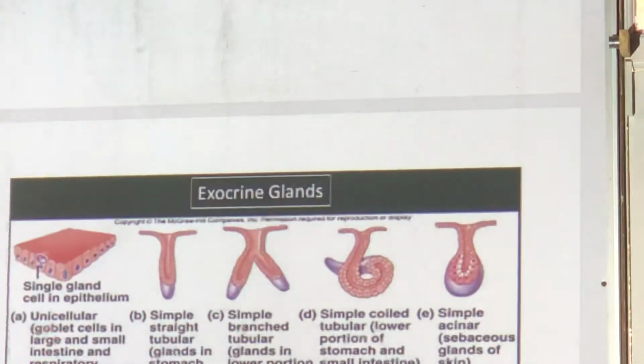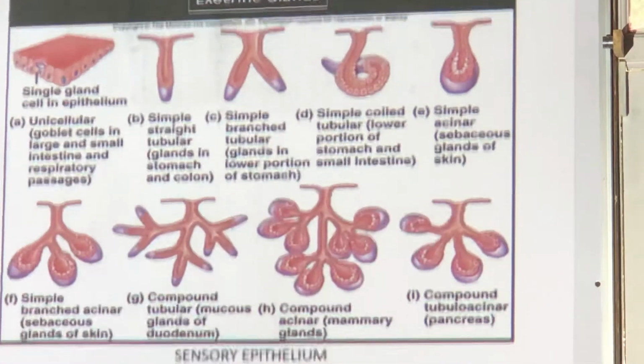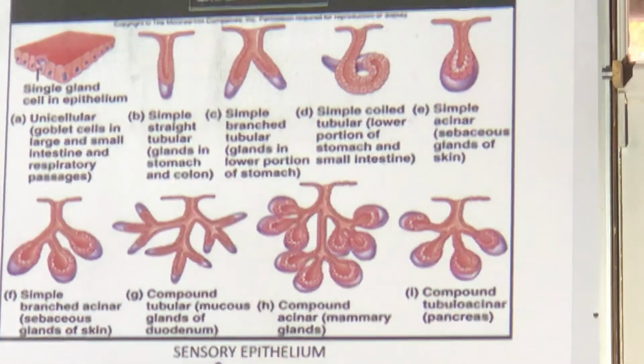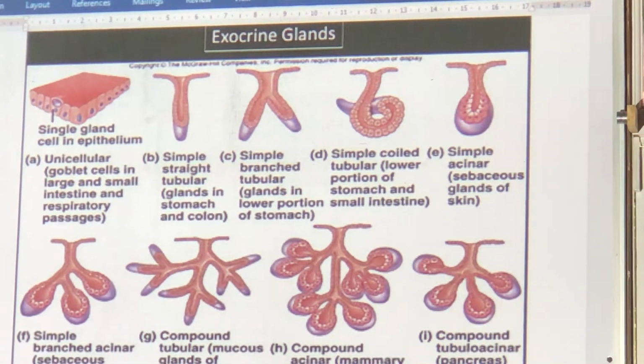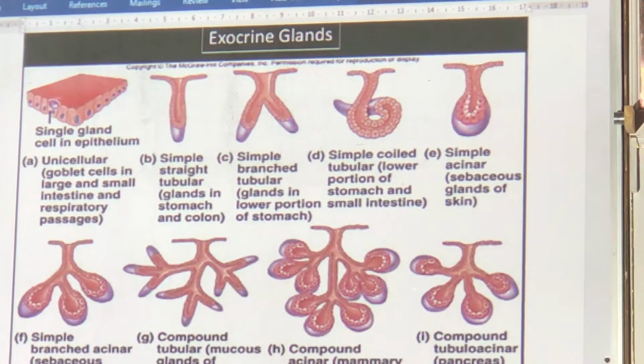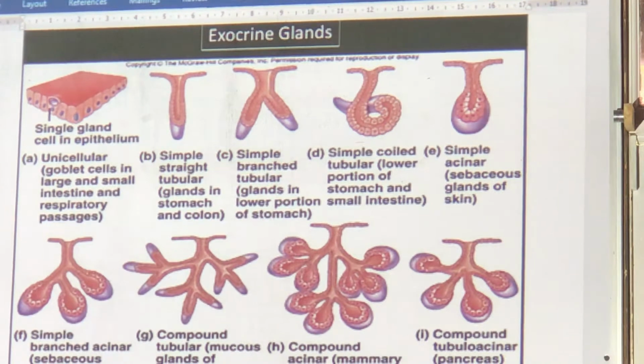Exo means outside. Now have a look at the exocrine glands. This is not there in your book, so you can have a look. Various shapes of exocrine glands are seen, and I have written examples. This is more important for NEET and MHT CET.